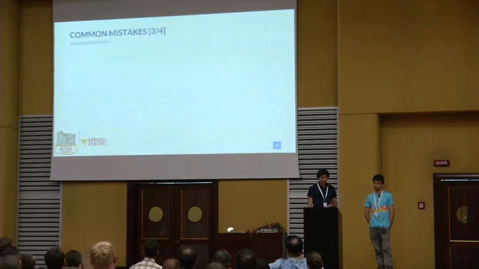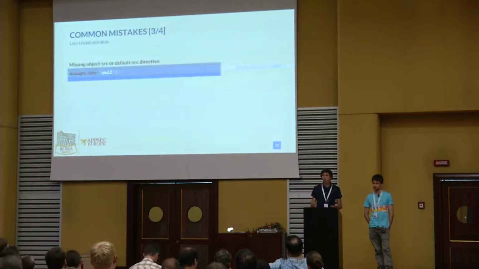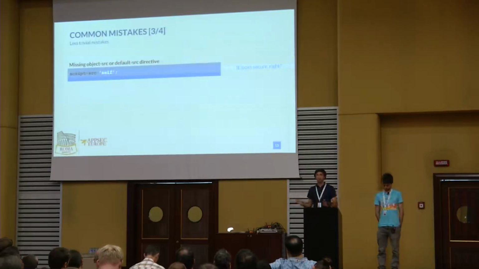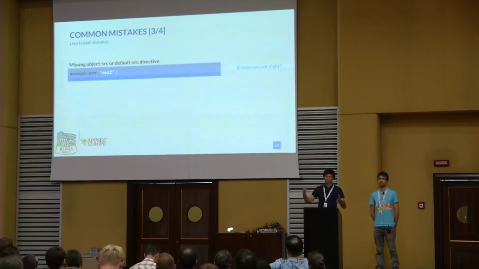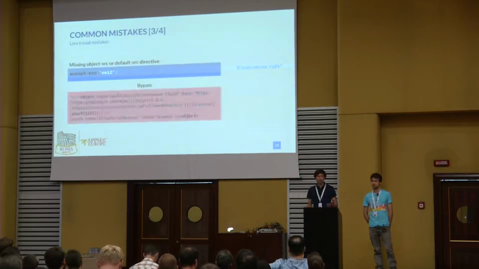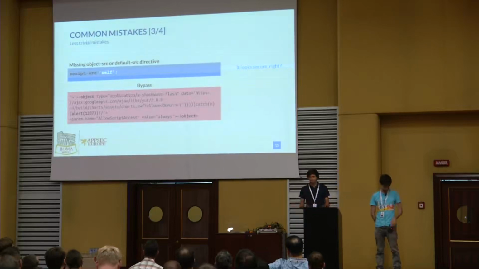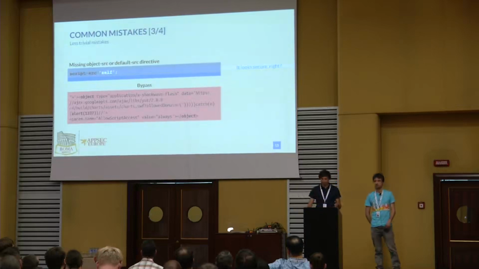So a little bit less trivial, but we also saw this quite often. For example, people restrict the script-src, right? Maybe to none or something super restrictive. But then they forget to add default-src or object-src. So an attacker could just inject the object tag and allow script access, and he will have full script execution again, right?